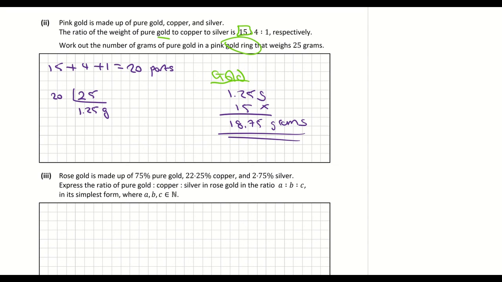Part 3, rose gold is made up of 75% pure gold, 22.25% copper, 2.75% silver. Express the ratio of pure gold, copper to silver in the ratio A is to B is to C in the simplest form. And this is important here. It wants it where they are all natural numbers. Okay, so we want gold is to copper is to silver. So I'm just writing down, that's my A, B and C basically. My gold is 75%. My copper, 22.25%, and my silver is 2.75%.